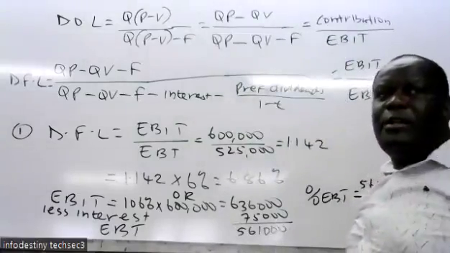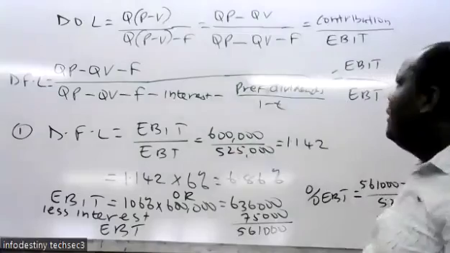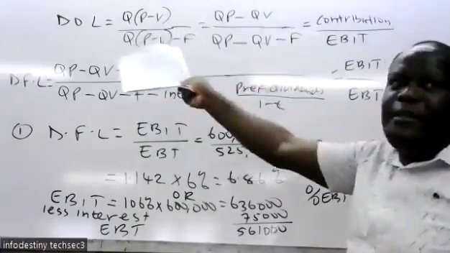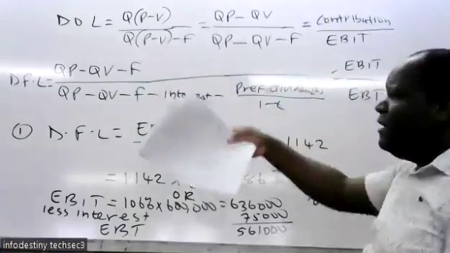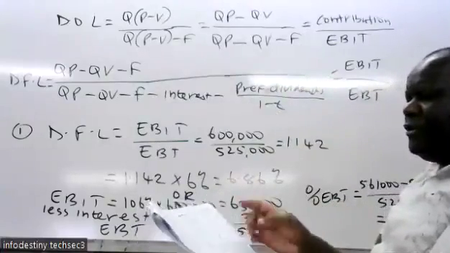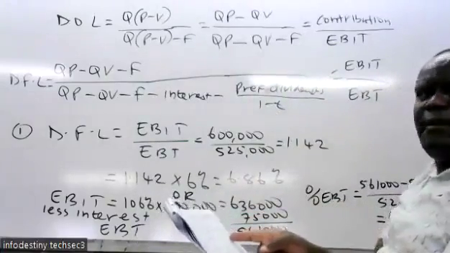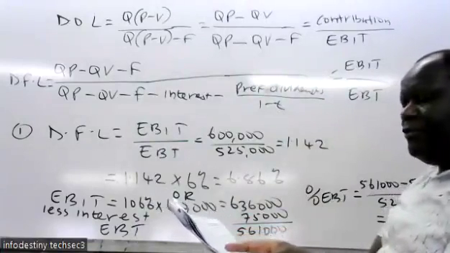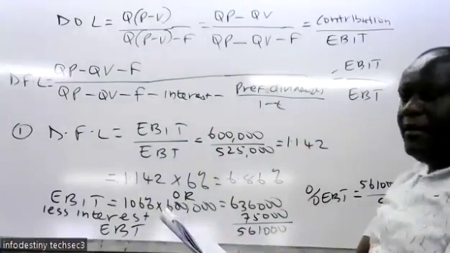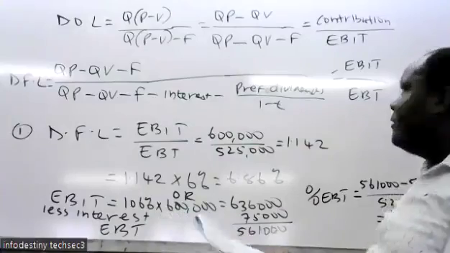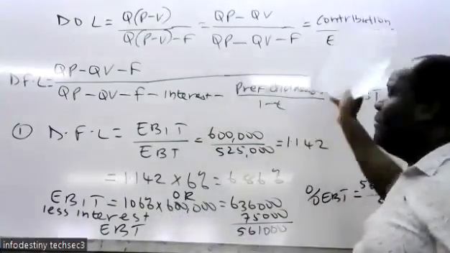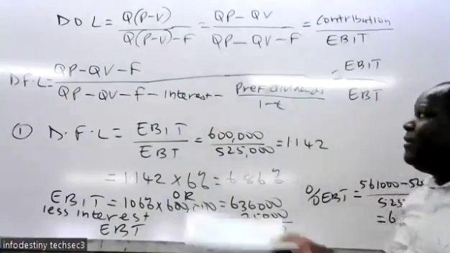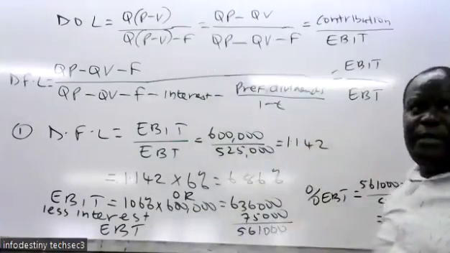Also to calculate the degree of operating leverage, instead of using this part, you just take the contribution. For this denominator, when you check through the question, you take the total sales minus variable cost, you get contribution, then you minus the fixed cost. It is the same thing that is here under the denominator. It is the same as earnings before the tax. That is how to get the degree of operating leverage.